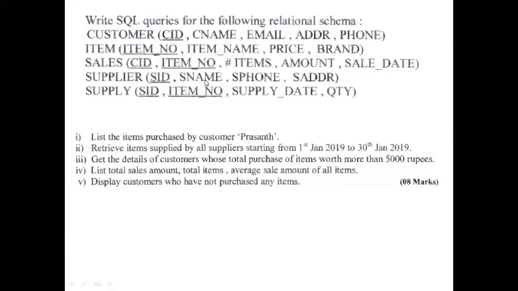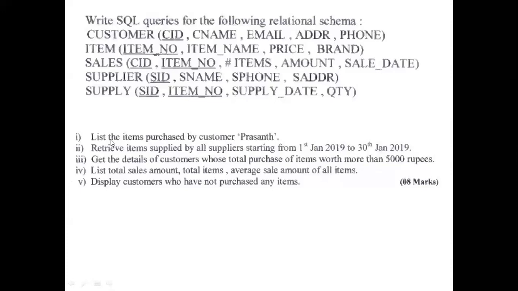The supplier table includes the details of a supplier, that is the ID to identify uniquely, then the name of the supplier, phone number and address. Then the supply table includes the relationship between the supplier and the item, which means which supplier has provided that particular item. So supply includes supplier ID, item number, the date of supply and the quantity. So this is the relational schema. Now let us look at the queries one by one.